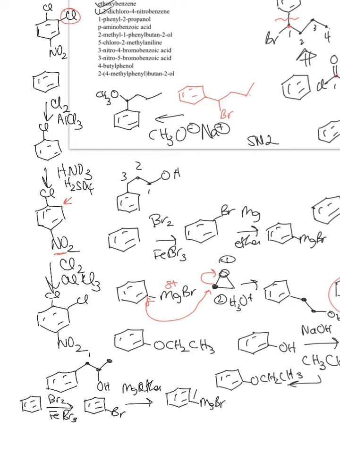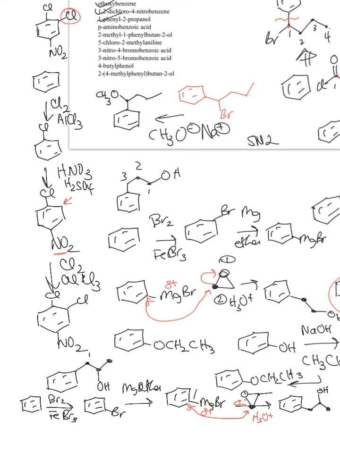magnesium bromide, and then we're going to react this with an epoxide, and it'll be a substituted epoxide. And it's going to come in from the least substituted. And then we'll quench that with a little bit of acid. And what does that look like? That's going to open here. So you get OHCH3. And that gives you your desired product.